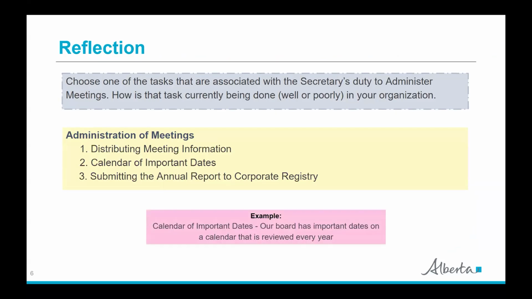For example, you may choose the calendar of important dates and say, we keep a list of important dates that the board needs to know to trigger specific action that is reviewed every year. This could be things like when the AGM needs to be held or when the annual return needs to be submitted to corporate registry. So you can pause the video now and think about the answers to these questions. If you don't know the answer, maybe that's something you need to discuss at your next board meeting.